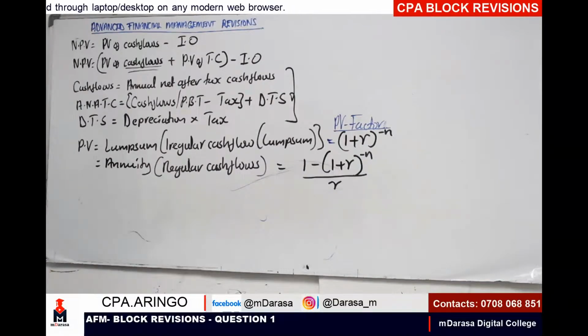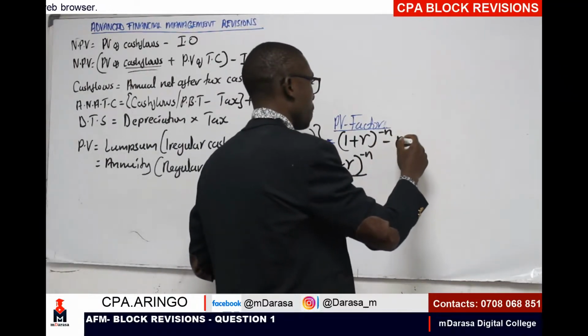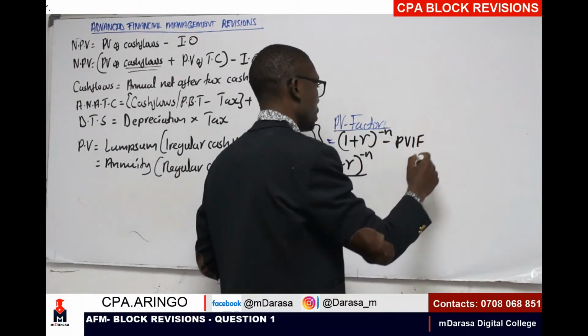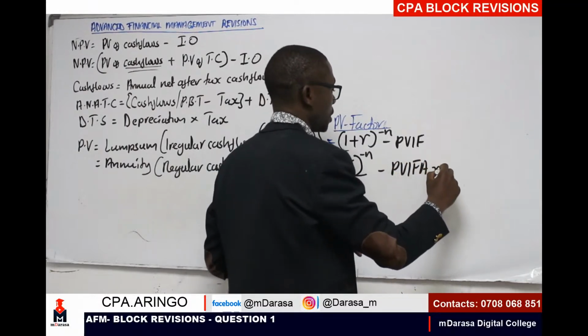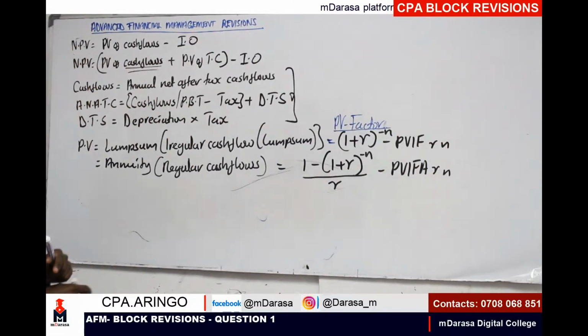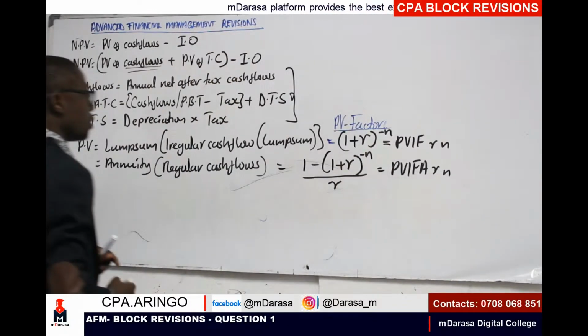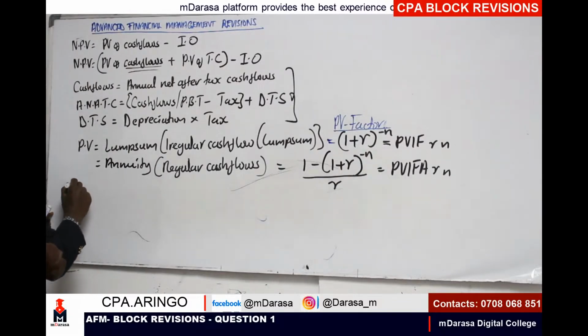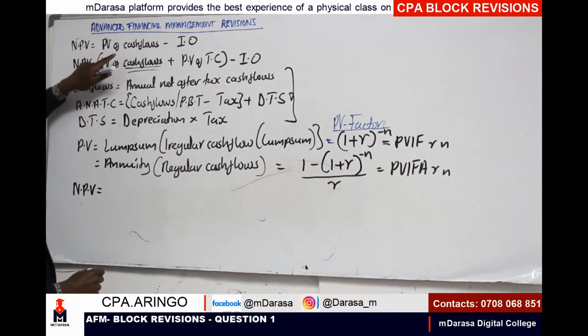Very, very important. So for us to determine our aspect here, remember this is a present value interest factor, annuity, given the rate and number of years. So if we were to determine my NPV, depending on the situation, I should be having present value for cash flows.